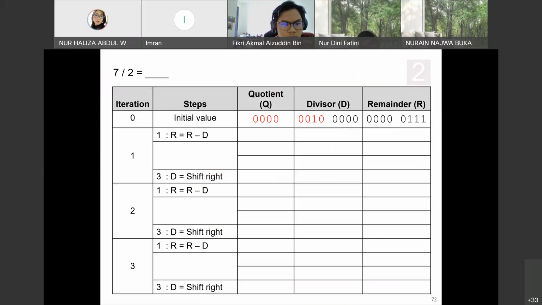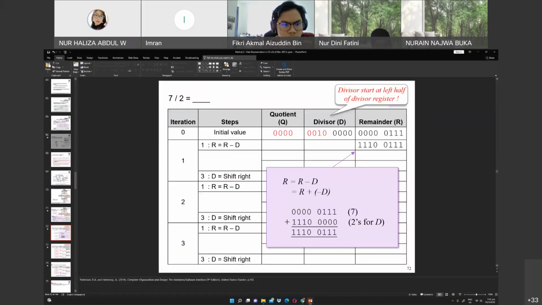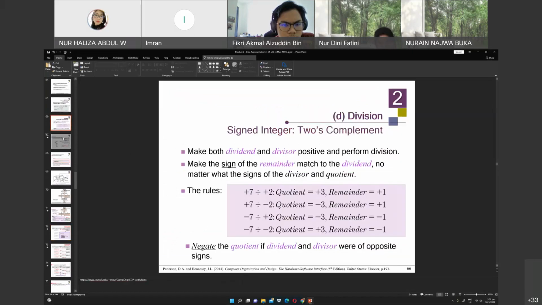I didn't copy. I need to copy to this part. Where is it?